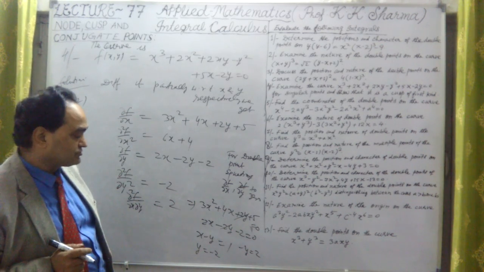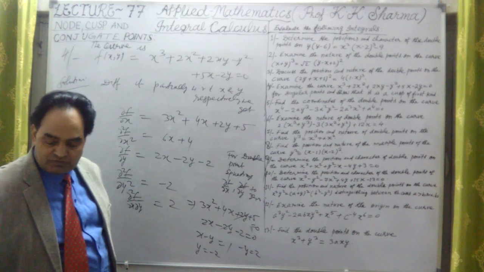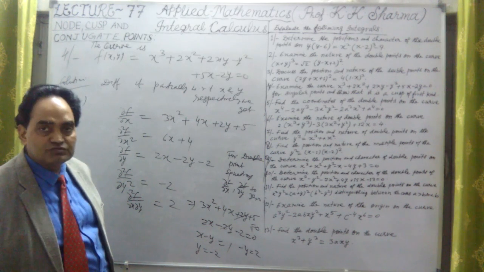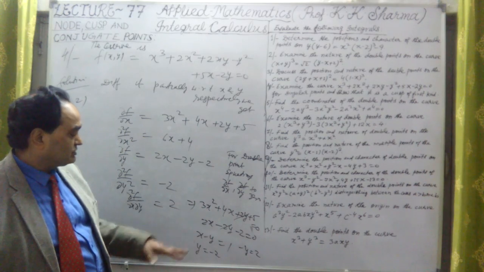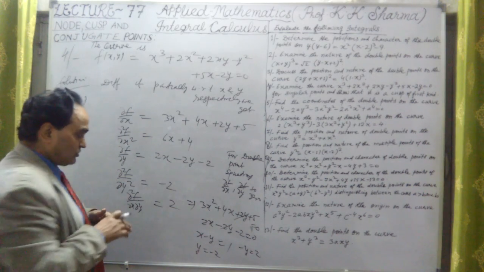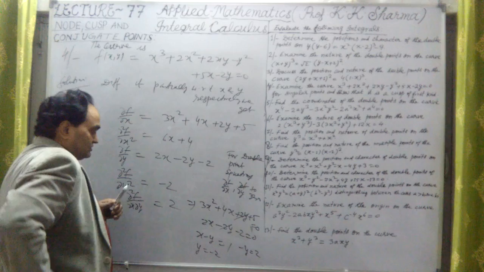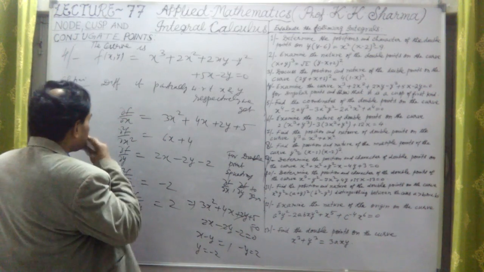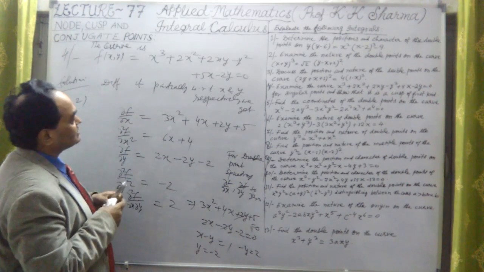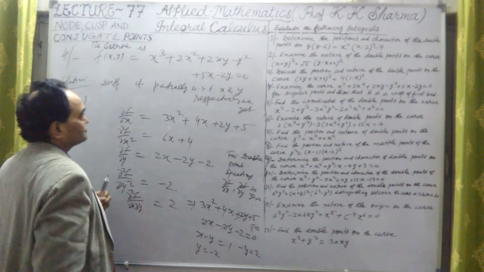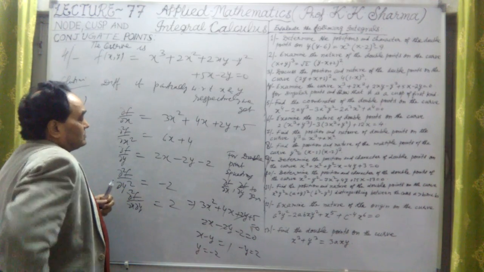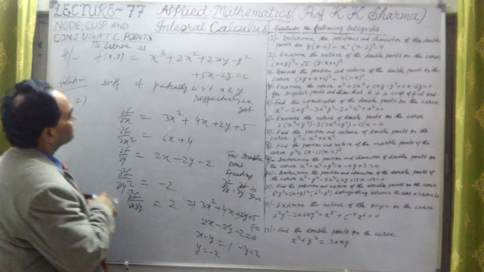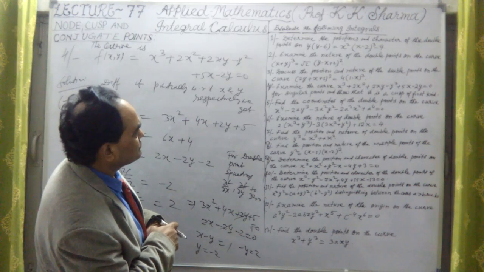x plus 1 whole square equal to 0, or x equal to minus 1. X was minus 1 and y is minus 2. Now, at this point, let me check whether this satisfies the given equation or not.